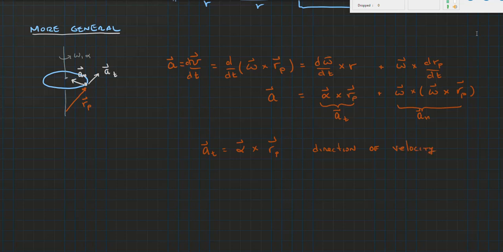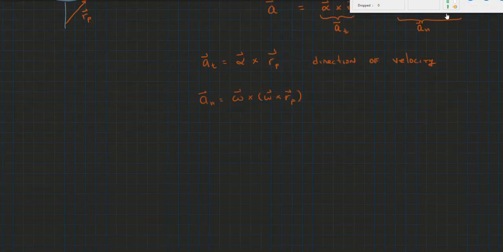which is in the direction of the velocity. So it's either going to be in the same direction that the velocity is occurring, or the exact opposite direction the velocity is occurring, in case you have deceleration. Now for the normal acceleration, just to show how it works, we know that omega cross rp is in the direction of the velocity here.